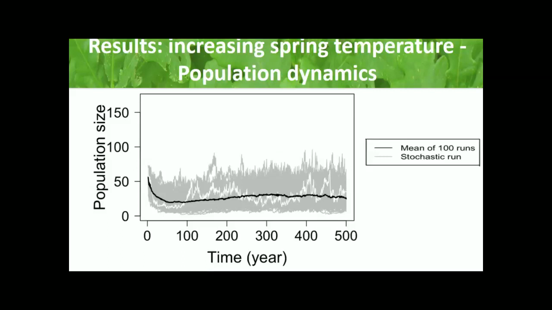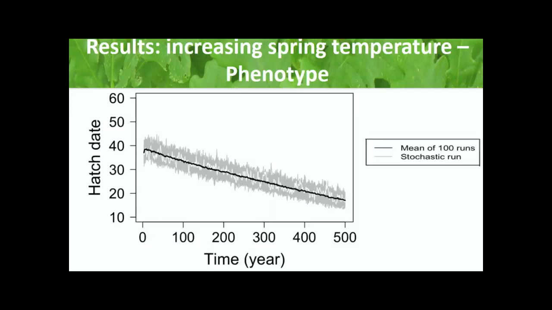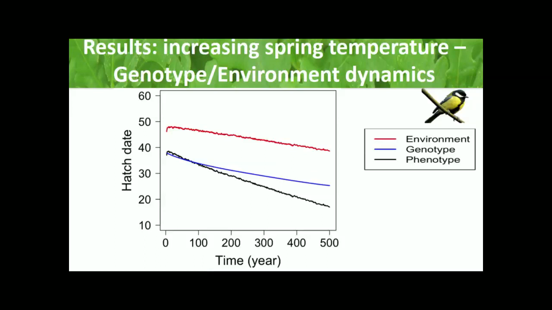And we can also see a much stronger change in the mean phenology. So the hatch date now is increasing continually and at a much higher rate across this model run. It's getting earlier through the 500 years. And this is being driven partly by the genotype, the blue line, but as you can see, the phenotype is increasing at a much higher rate, and this is driven by the environmental change. So we're seeing some plasticity as well as genetic change in this scenario.